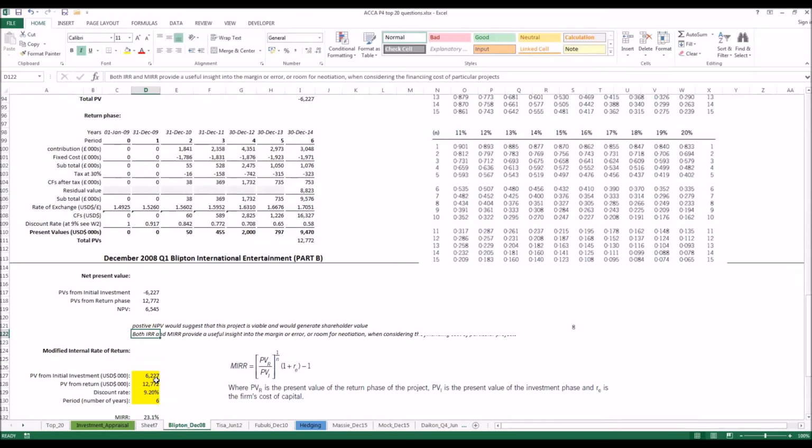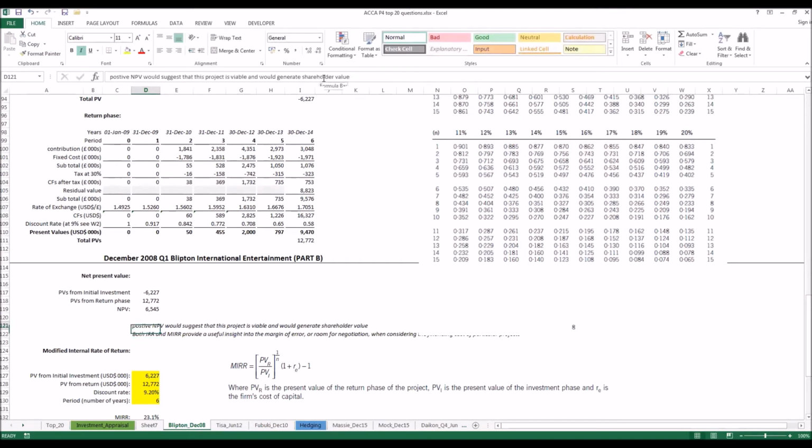Something along those lines. Also, one other point that you can make whenever you're asked to talk about NPVs is that both internal rate of return and modified internal rate of return provide a useful insight into the margin of error. And this is effectively a room for negotiation when considering the financing cost of particular projects.